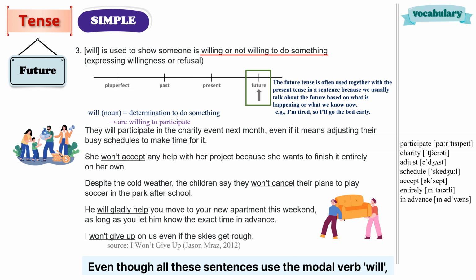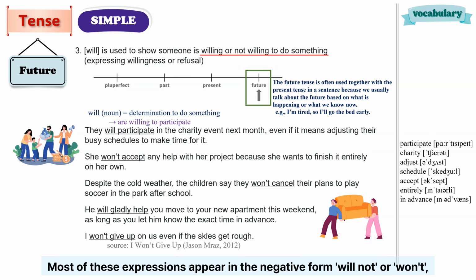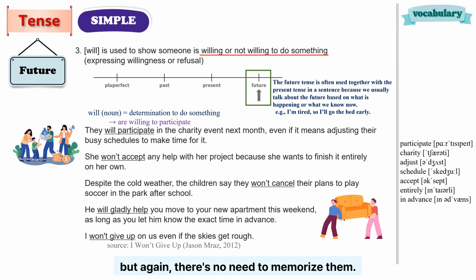Even though all these sentences use the modal verb will, you can feel how different the nuances are from simple promises or predictions. Most of these expressions appear in the negative form will not or won't, but again, there's no need to memorize them. If you keep practicing and use them naturally, you'll internalize the difference over time.